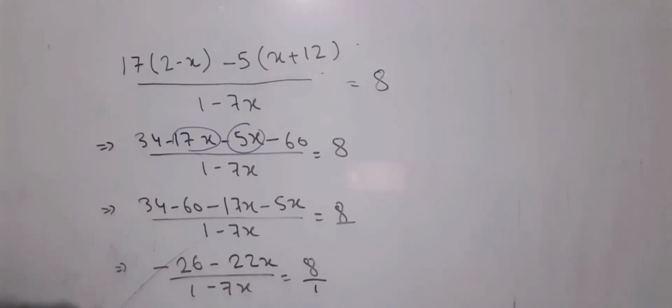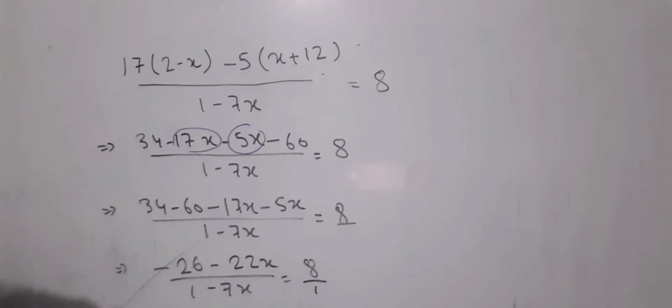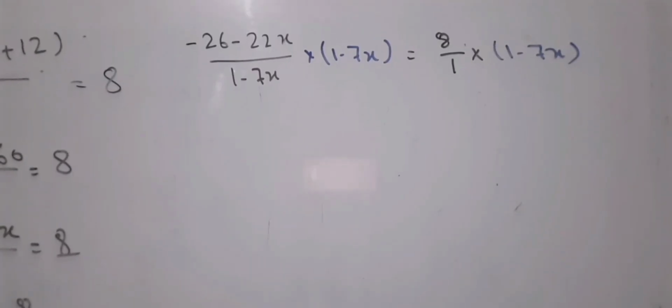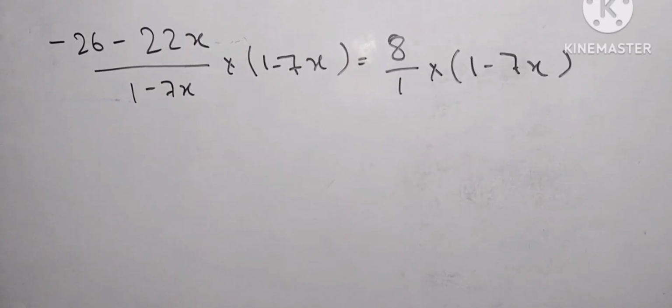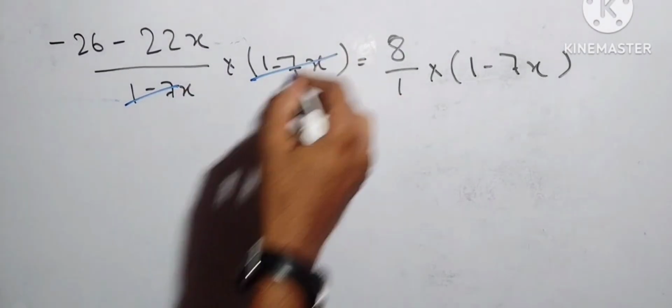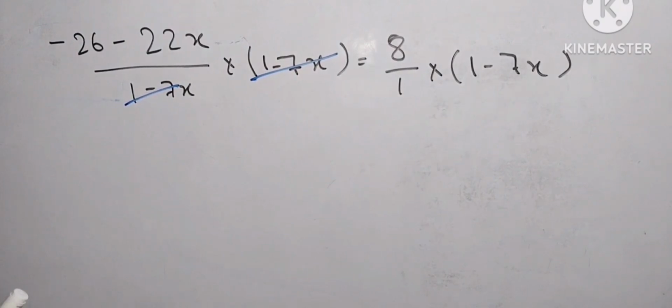In that case, now you will see we have the denominators. Yes, we have the denominator. Here 1 is there, here 1 minus 7x is there. In this case, you will take out the LCM as your next step. Let's take out the LCM. Now you will cancel up, cancelled.